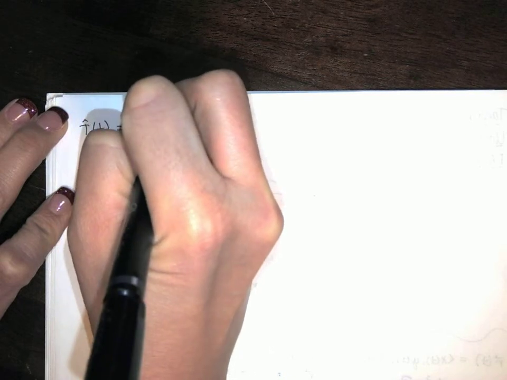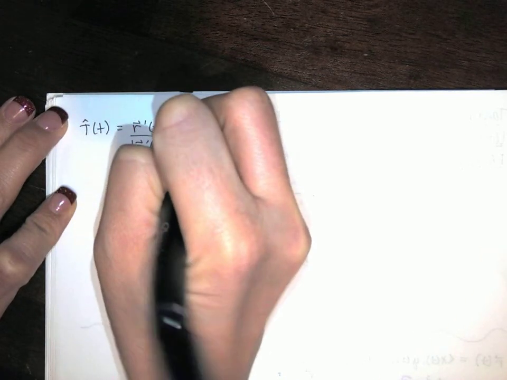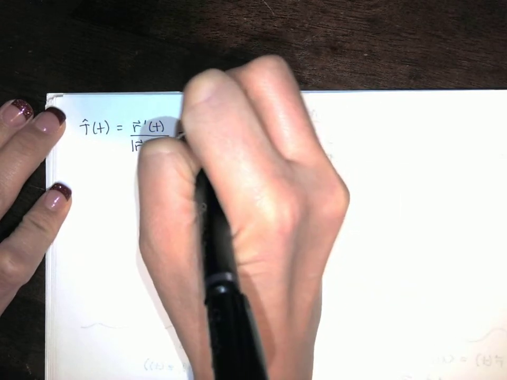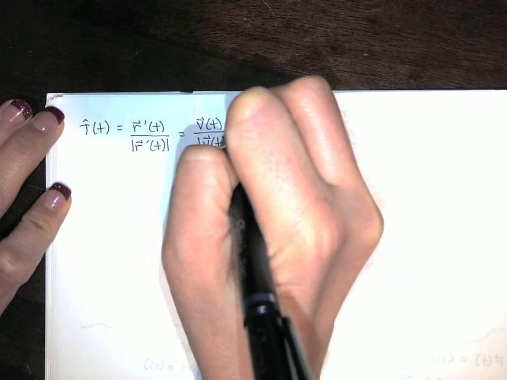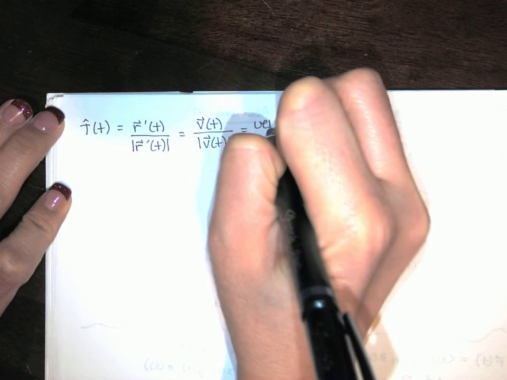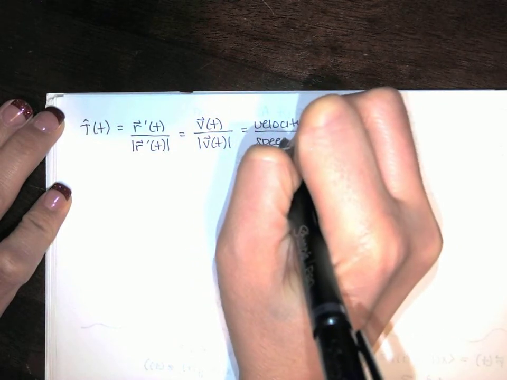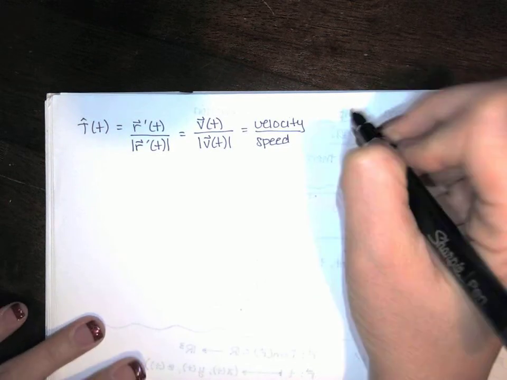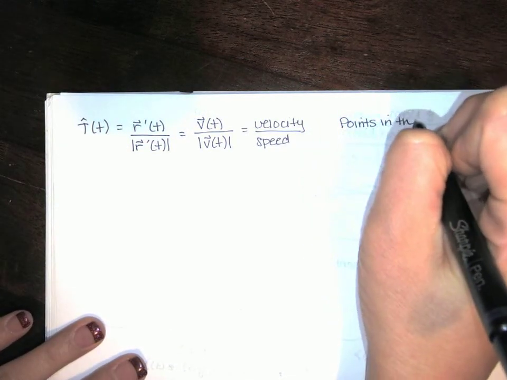So right now I've got t hat, which is the derivative divided by its length or magnitude, or if you prefer to think of it physically, that's the velocity divided by the magnitude of the velocity, or the speed. So this is the unit tangent vector. It points in the direction of motion. It's the way we're going.